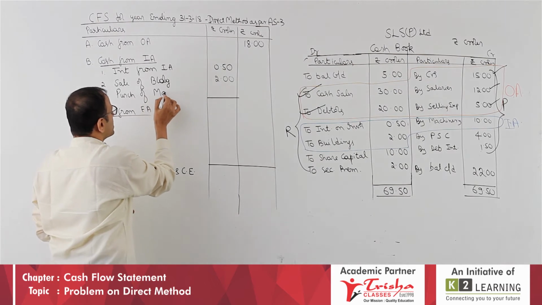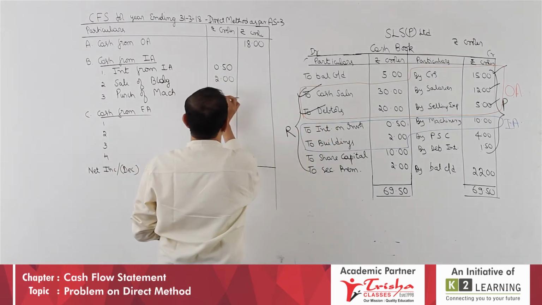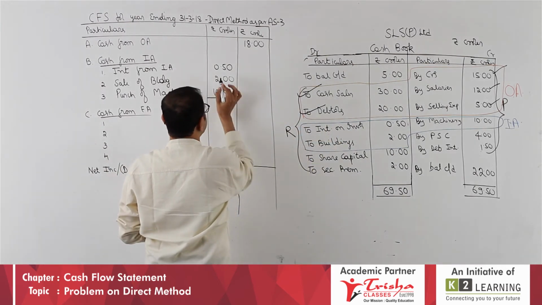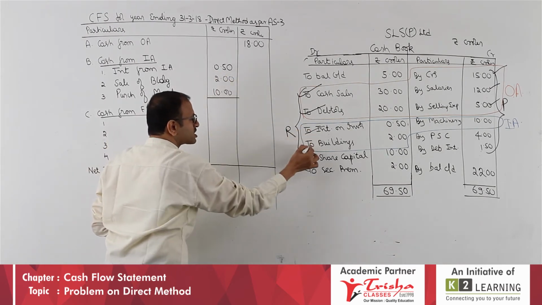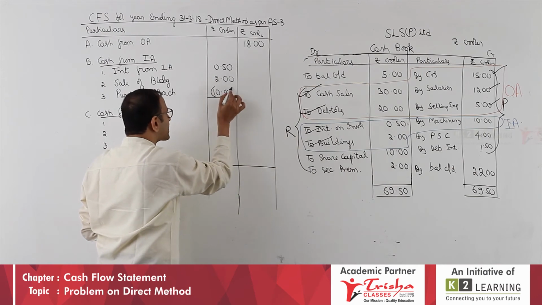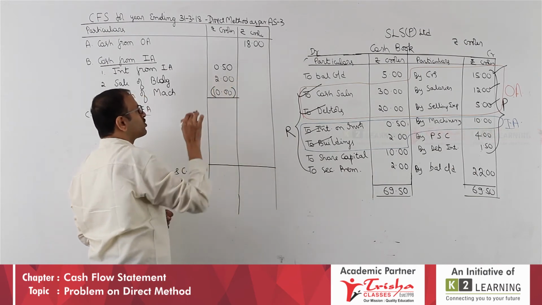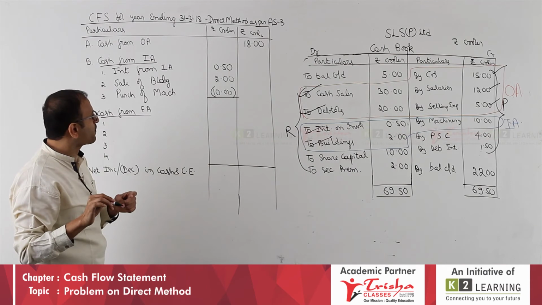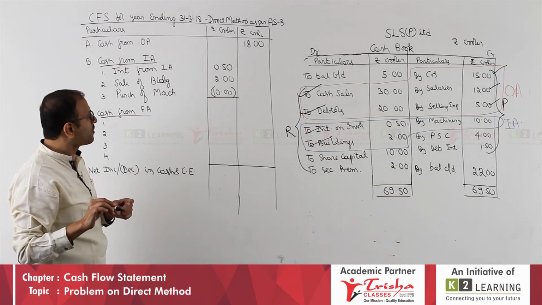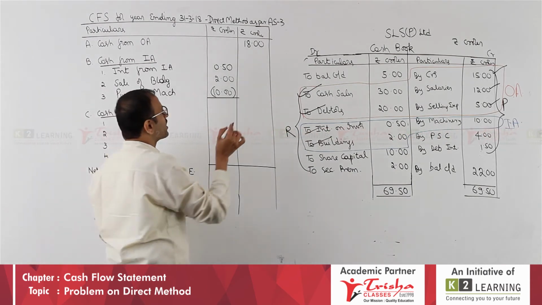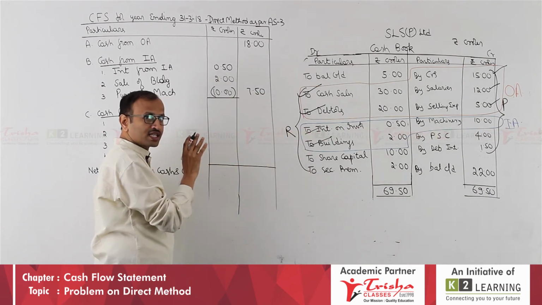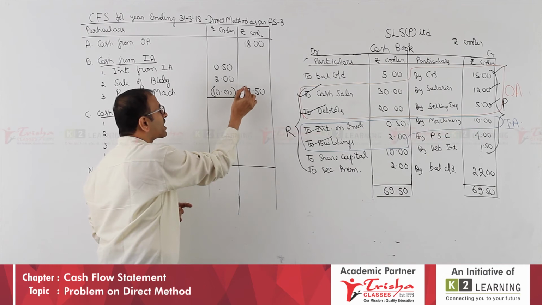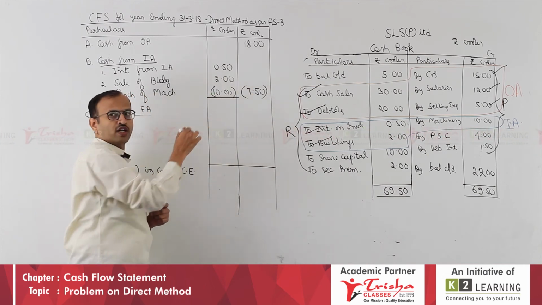Purchase of machine, how much crores worth? 10 crores. Students, the sign is important. Positive money is coming in here, and that is gone out, so minus. You have to take the net effect. Use a calculator: plus 0.5, plus 2, minus 10. 10 minus 2.5, 7.50. Is it correct? Wrong. Sign is important. Positive or negative is important.